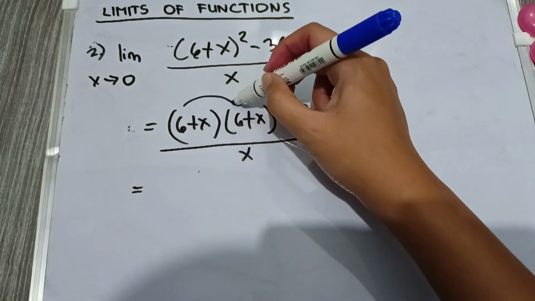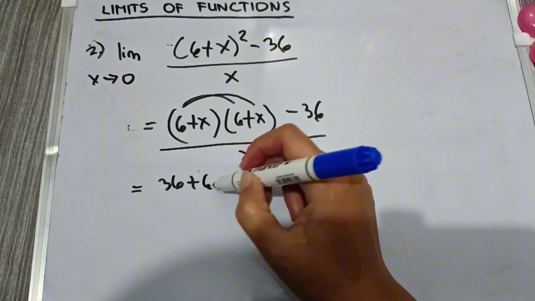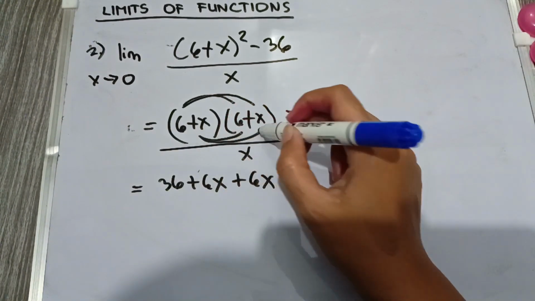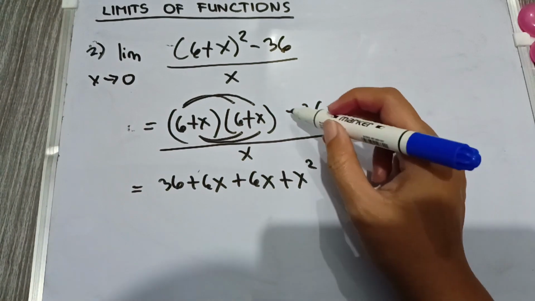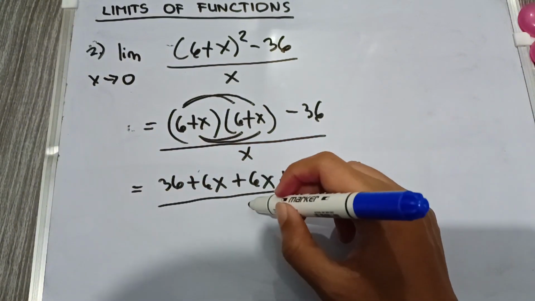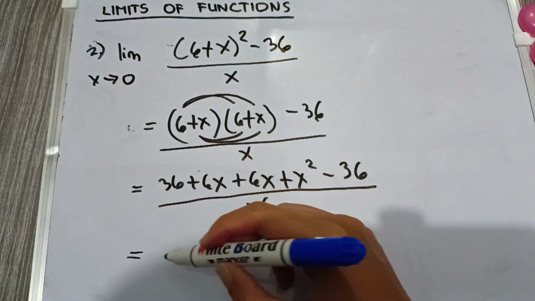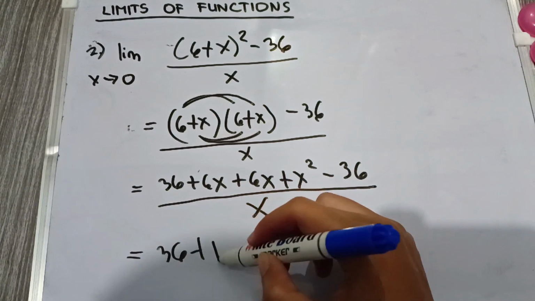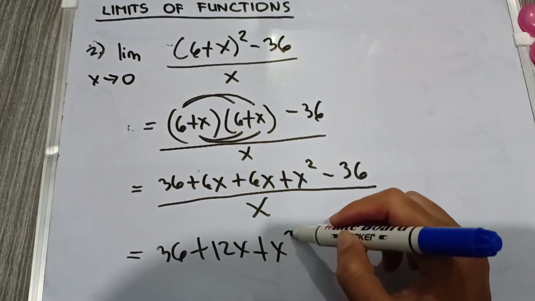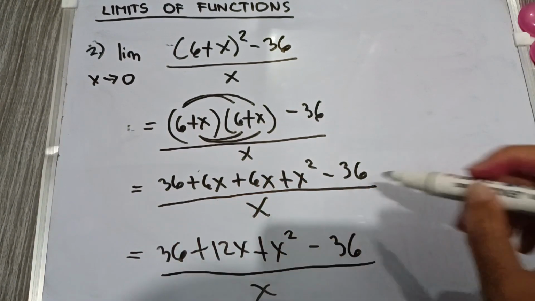We'll use the FOIL method. 6 times 6 is 36. 6 times x is 6x. x times 6 is 6x. And x times x is x squared. Now copy negative 36 all over x. Combine like terms, we have 36 plus 12x, that is 6x plus 6x, plus x squared minus 36 all over x.